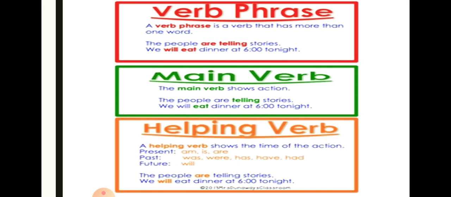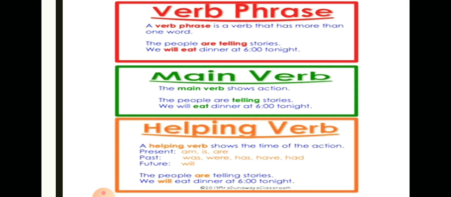The people are telling stories. We will eat dinner at 6 tonight. So a verb phrase contains a main verb and a helping verb. What is a main verb? The main verb shows action. The people are telling stories. We will eat dinner at 6 tonight. So in this sentence, are and telling are the verb phrase here, and telling is the main verb. Another sentence, we will eat dinner at 6 tonight. Here we have the verb phrase will eat, in which eat is the main verb.